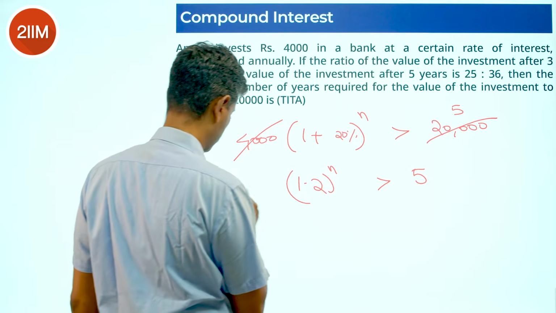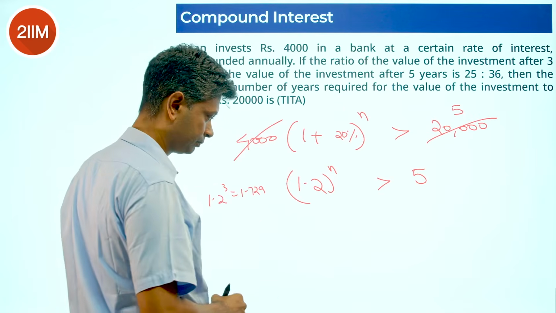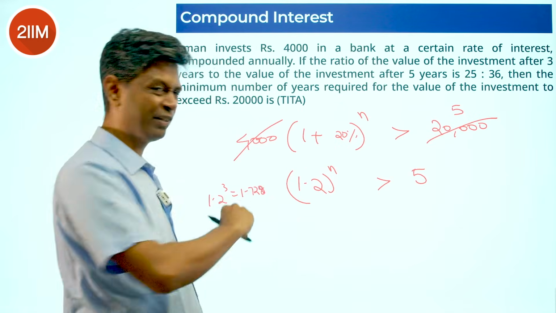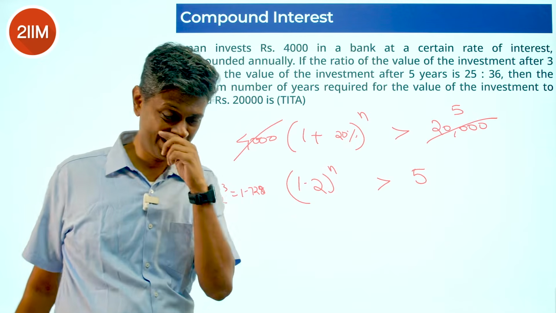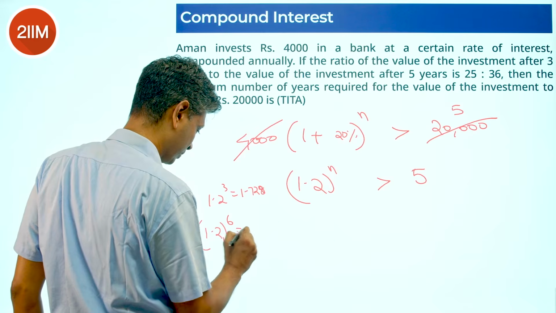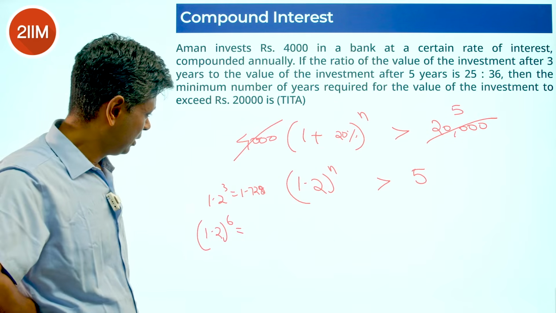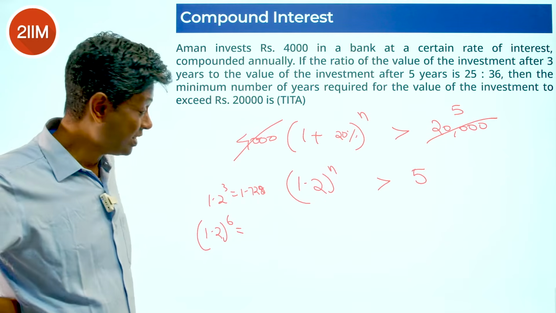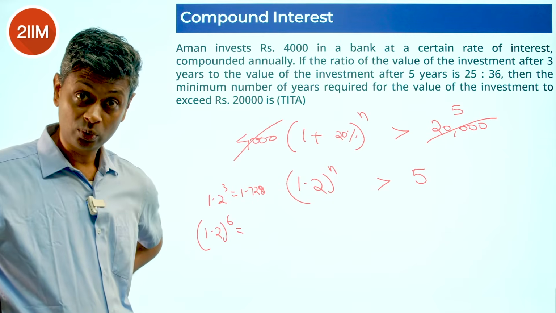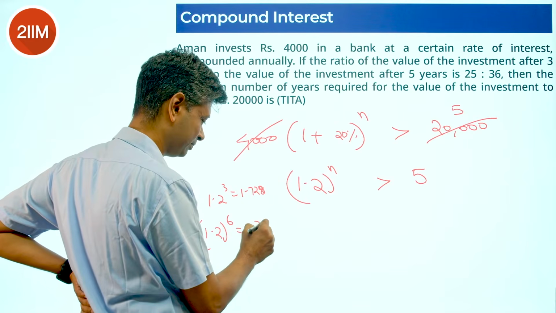1.2 whole cube is 1.728. 729 because I really like 1729. So 1.2 whole power 6. 1.7 whole square is 2.89. 1.8 whole square is 3.24. 289, 324. This is roughly 3.